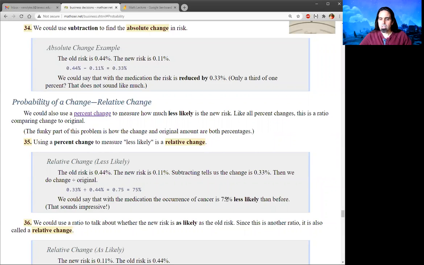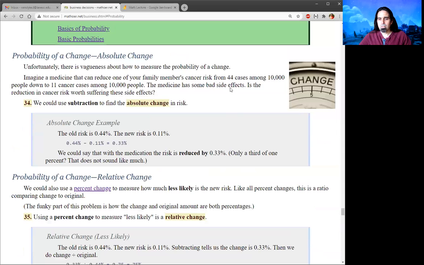Now we get 0.75, which is 75%. This says the medication makes cancer 75% less likely. That sounds huge, instead of a third of a percent less likely. And the difference is that this scenario, the relative change, is thinking only among those people destined to get cancer, how much will it help? And yes, 75%, 3/4 of those people would have been helped by the medicine and gone down to 11.